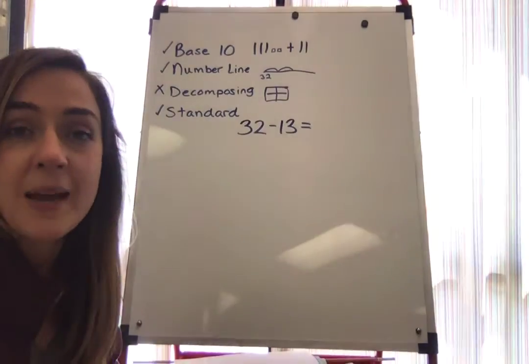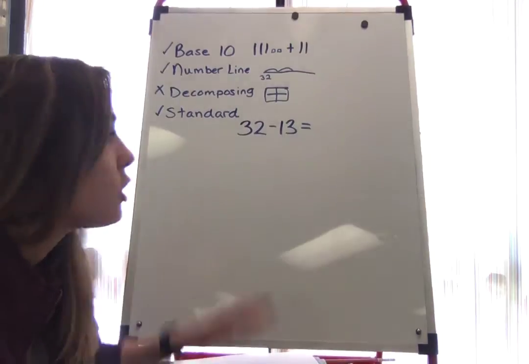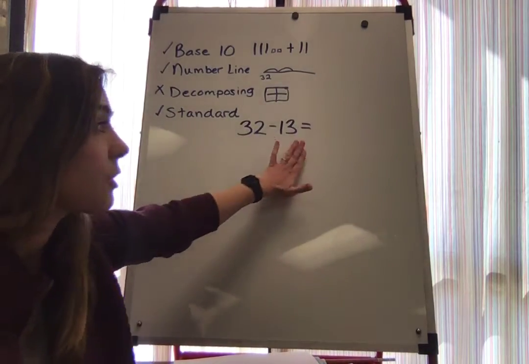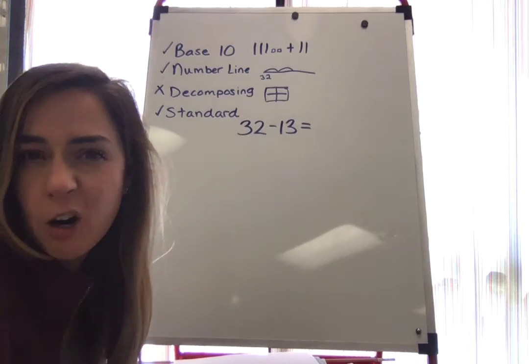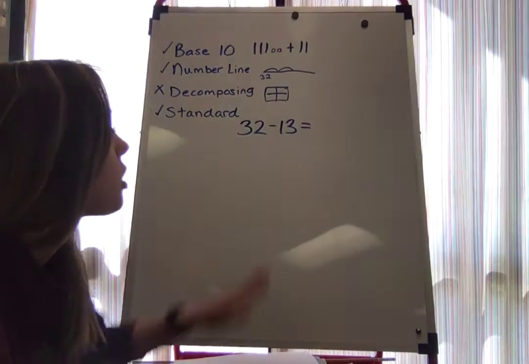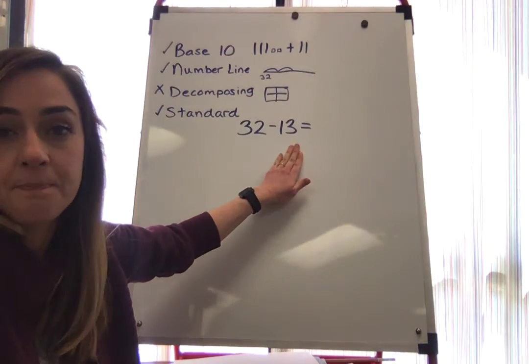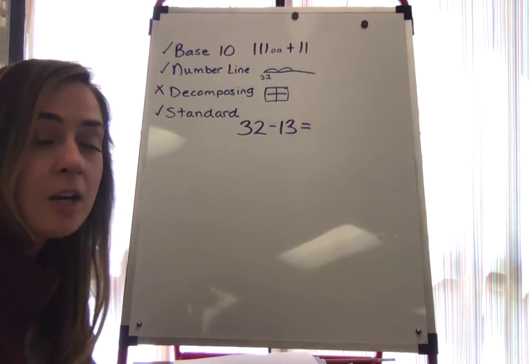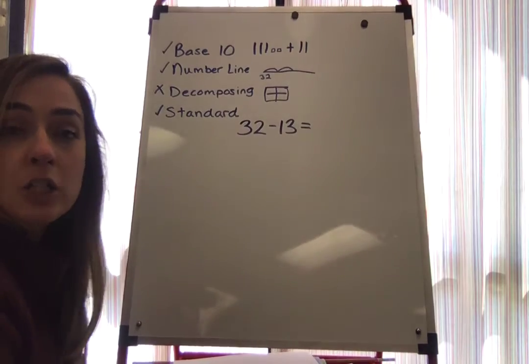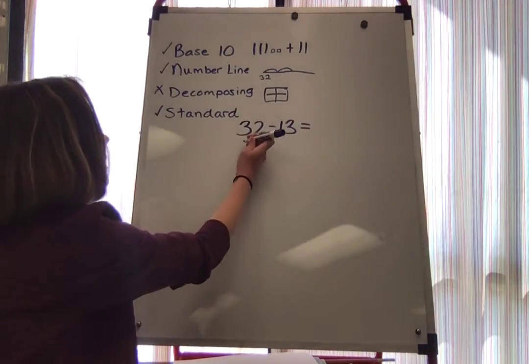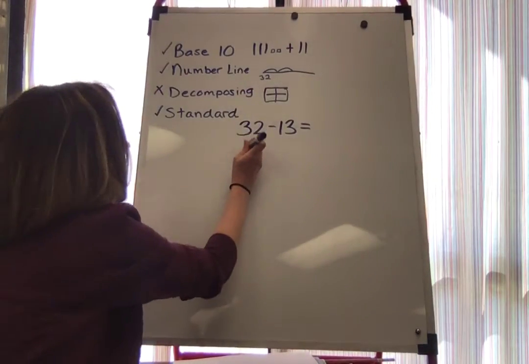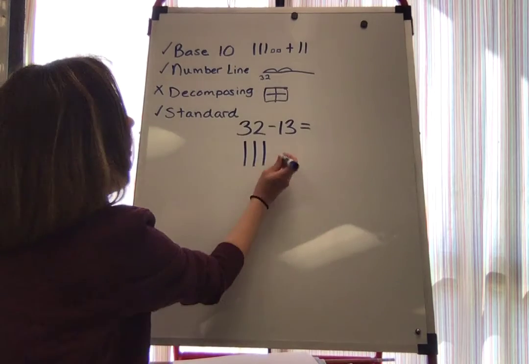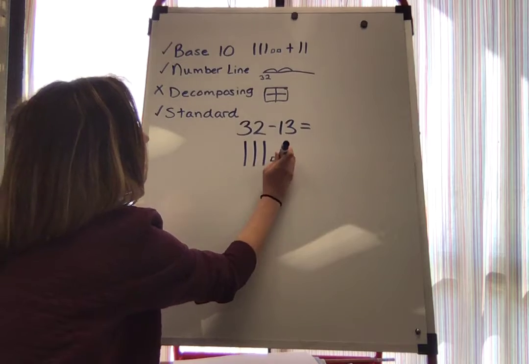So when we're using the base 10 strategy in subtraction, you only build the bigger number. So I want you to look at our 2 numbers, 32 and 13, and I want you to think, which one's bigger? Which one do I need to build? The 32 or the 13? The 32 is bigger, so I have to build that. So on your paper, you're going to build 32 using base 10 blocks. 10, 20, 30. 31, 32.